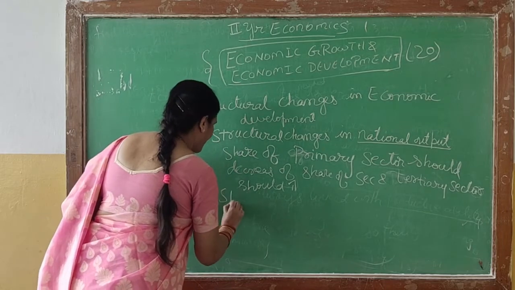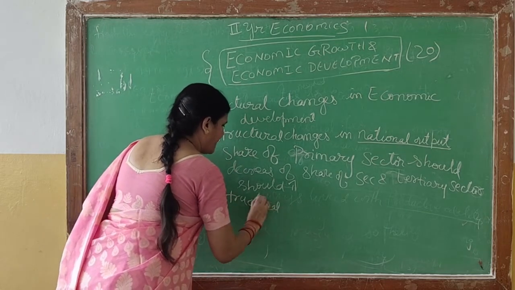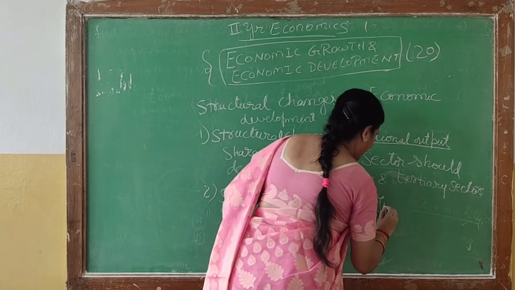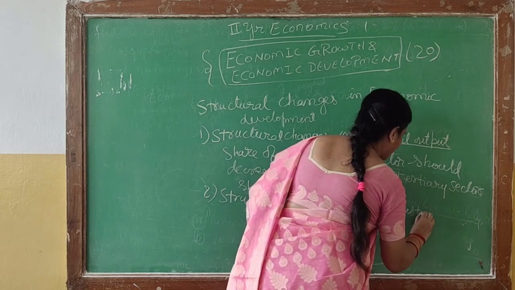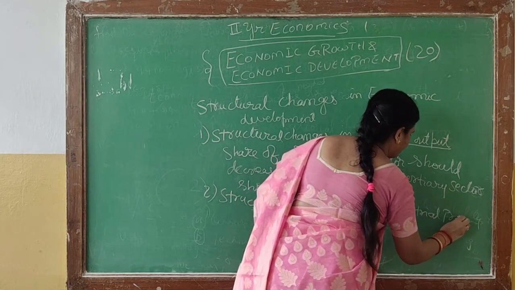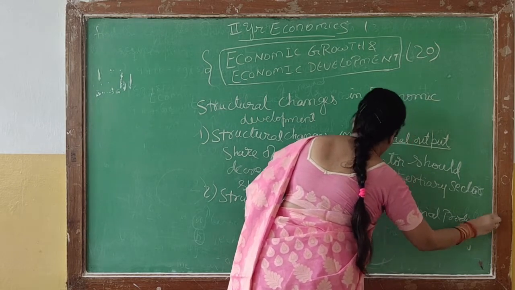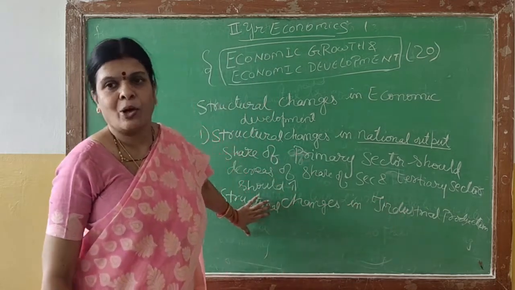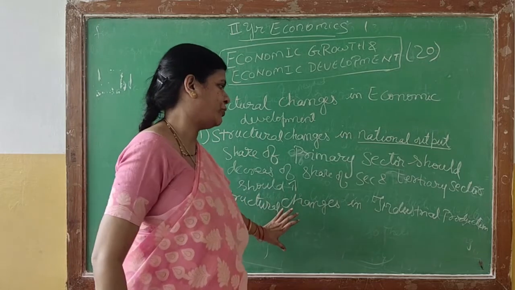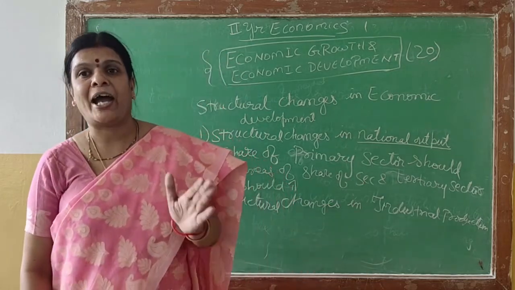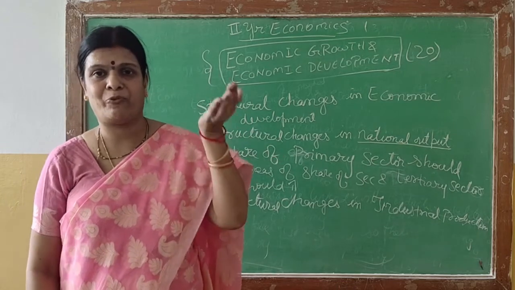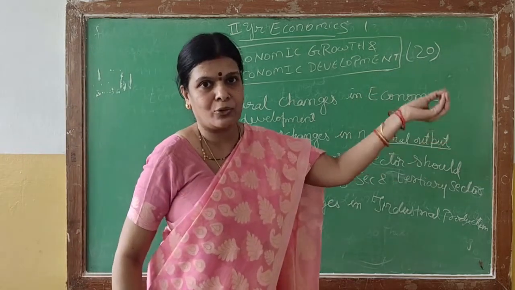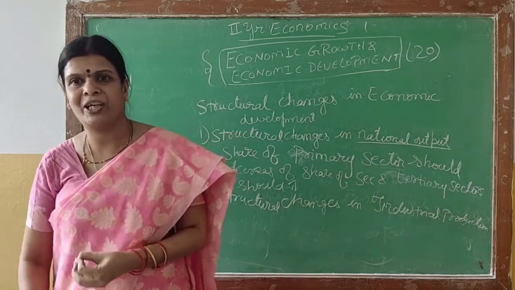Second one is structural changes in industrial production. To achieve economic development, most of the labor should manufacture final goods, that is, manufacturing of capital goods rather than giving importance to consumer goods.